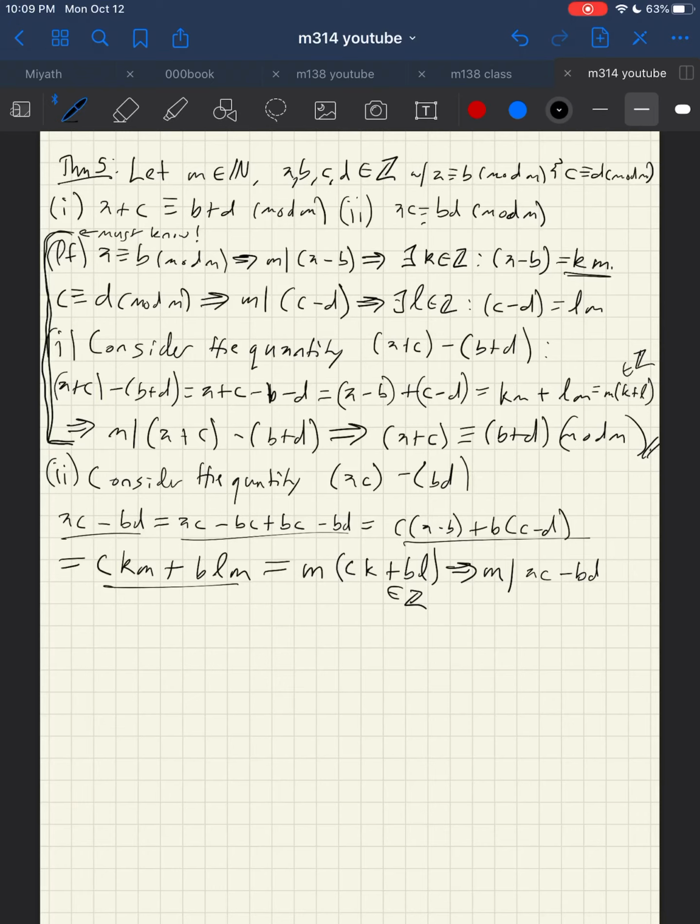If M divides the quantity AC minus BD, now we're really happy. This means AC is congruent to BD mod M. Okay, and that's the end of the proof, but I'll go back through it just a little bit.